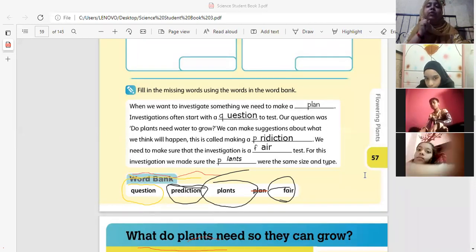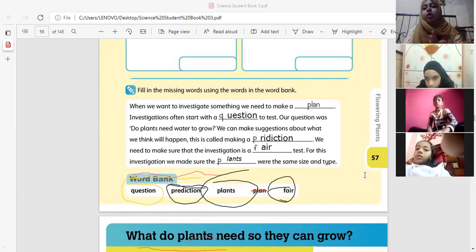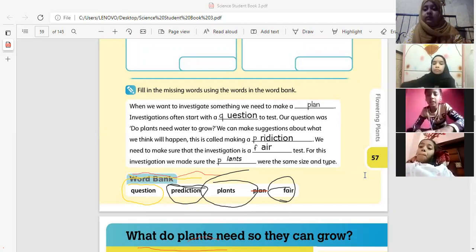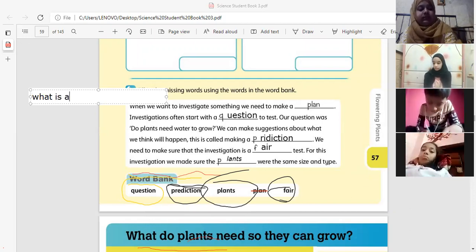It is the same with the plants and other experiments also. You have to do only one thing. You can change only one thing. If you do all the things together, then your experiment will not be called a fair test. Understood? Ma'am, yes. You can write the question and answer. You want me to write the question and answer? Yes. Okay, what is a fair test? Chalo, quickly write. What is a fair test?